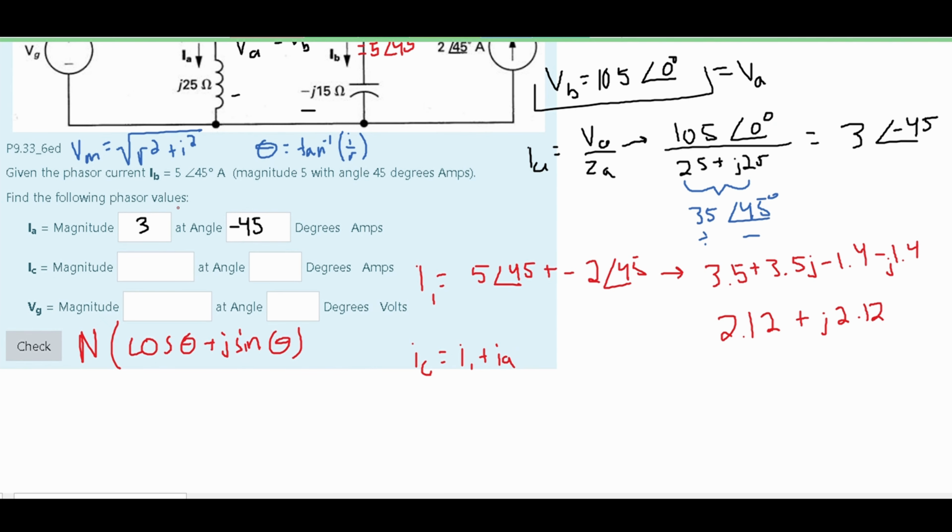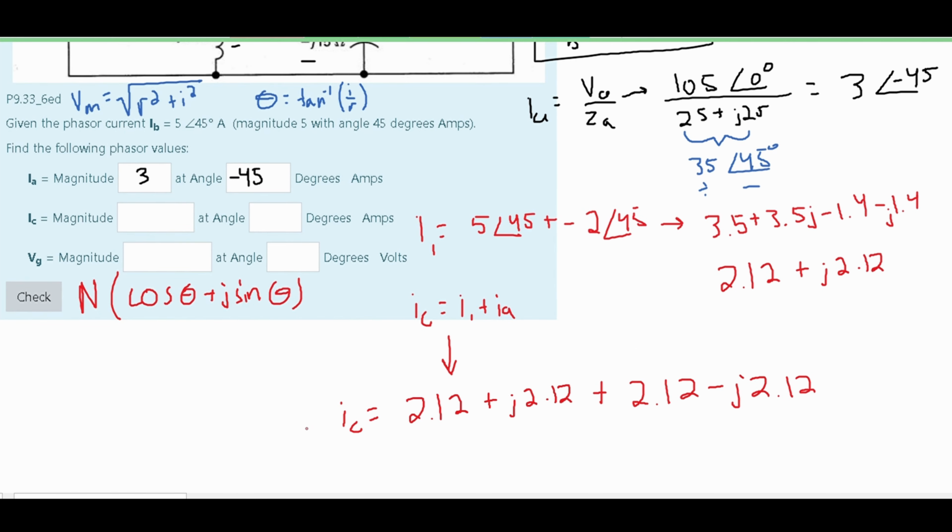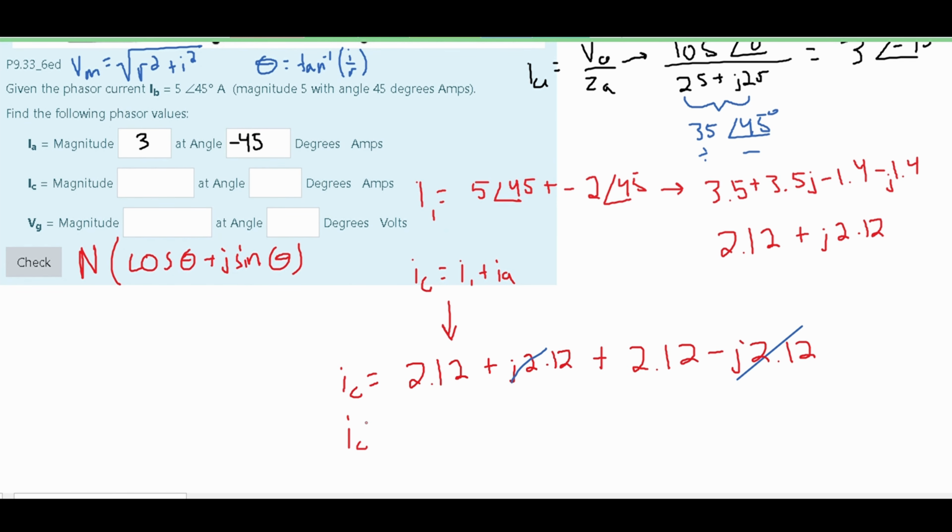We recently just found our I of A, that is what is right here, but we need to convert this into the rectangular form, again because we are adding these together, and then we're going to plug this in for our I of 1. And if we do that, we are going to get this as our new equation. From here, we can see that we can cancel out our j's because they are both negative, and then we're just going to combine our two real numbers. So from this, we are going to get that our I of C is equal to approximately 4.24 plus a j times 0. And this is our rectangular form.